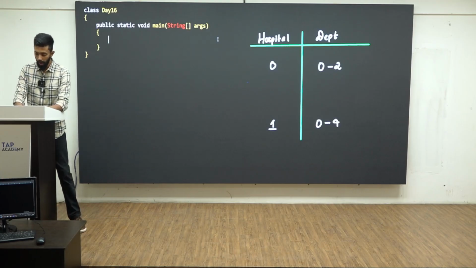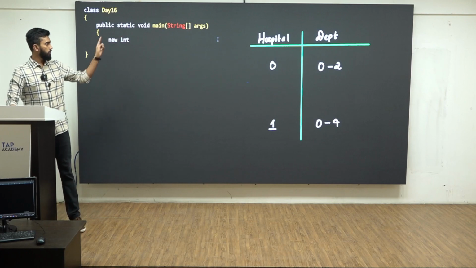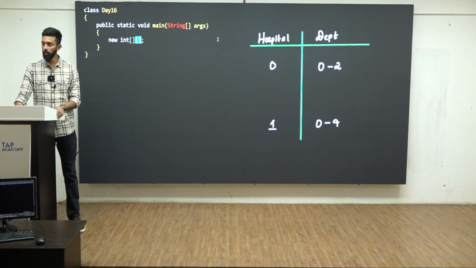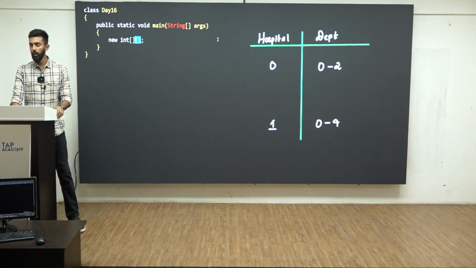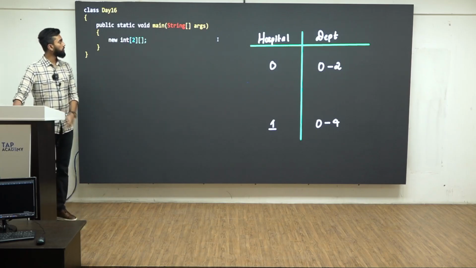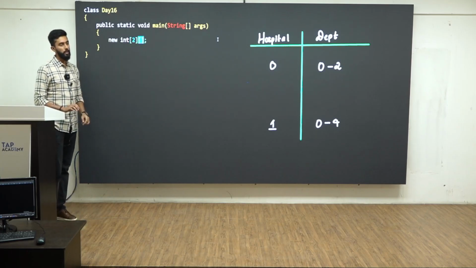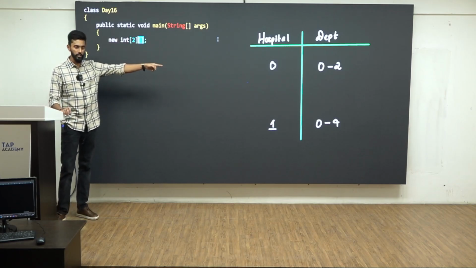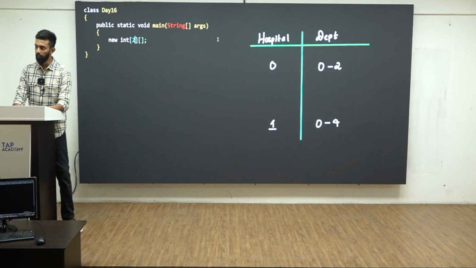First of all, I will tell new because arrays are objects. Int because what I want to store is number of doctors, integers. 2 dimensions, so 2 pairs of bracket. Hospital, departments. Tell me how many hospitals are there? 2 hospitals. Confidently tell 2. Problem starts with department because every hospital does not have equal departments.